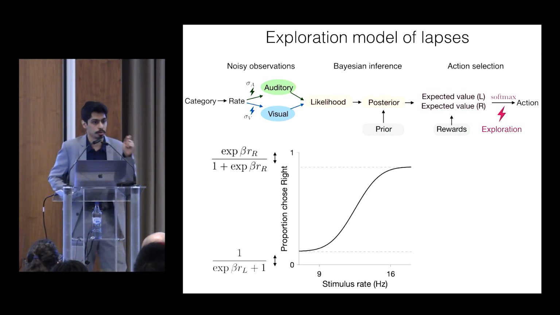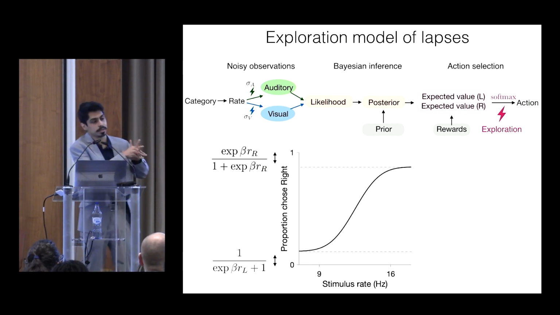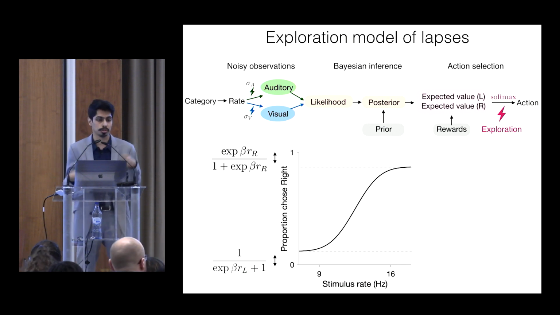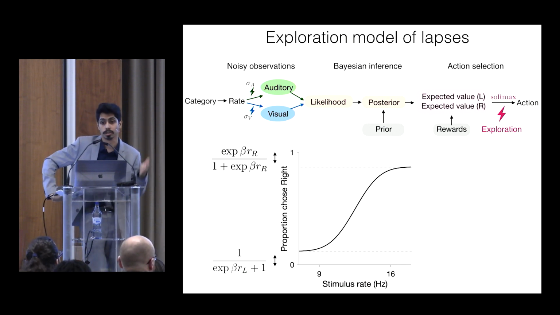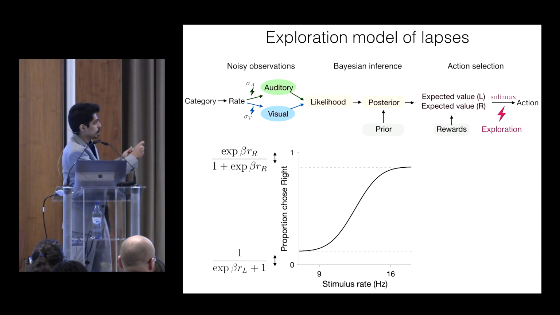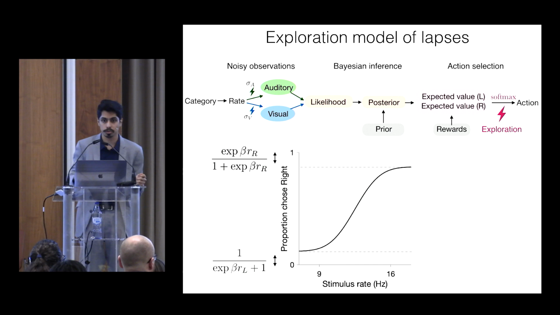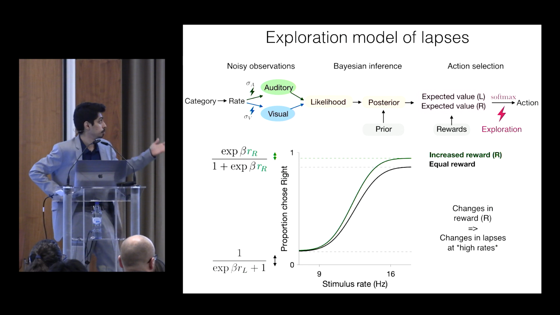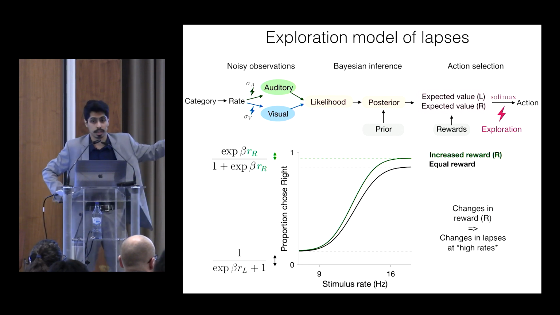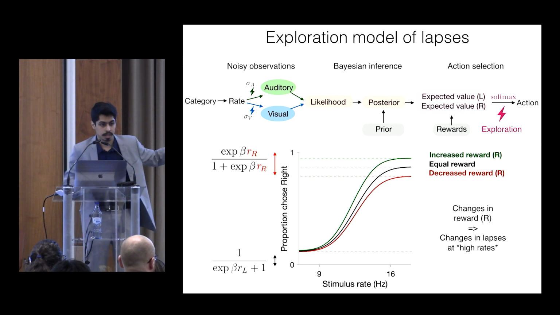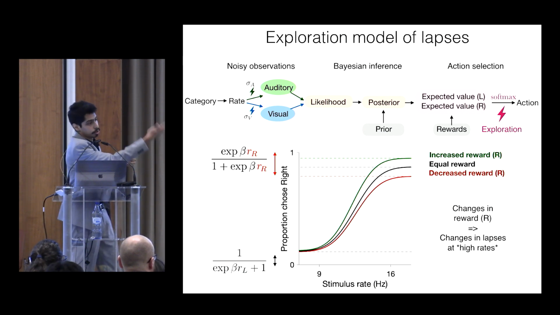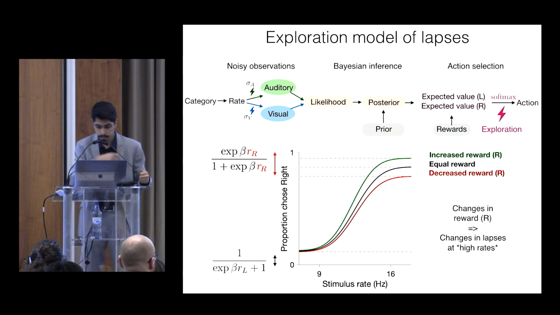But we really wanted to directly test the unique predictions of this model. One of the key predictions is that the exploratory choices should critically depend on the expected value given the current stimulus. This means that the lapses on low and high rates should separately depend on the left and right rewards. So if you change the reward on the right without changing the reward on the left, you should change the lapses on the right side without changing the lapses on the other side. And similarly, if you decrease the reward on the right, you should only increase those lapses.